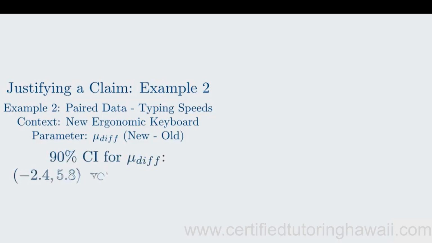To ensure you are fully prepared for the AP exam, let's dive into another detailed scenario. This time we will look at how we justify a claim when the interval does contain the value in question, and how to interpret the results of a mean difference from a paired design. In this study, 10 office workers are timed on both a standard keyboard and a new ergonomic one. The researchers calculate the difference for each person, and then find the mean of those differences. The resulting 90% confidence interval for mu diff is negative 2.4 to 5.8 words per minute.